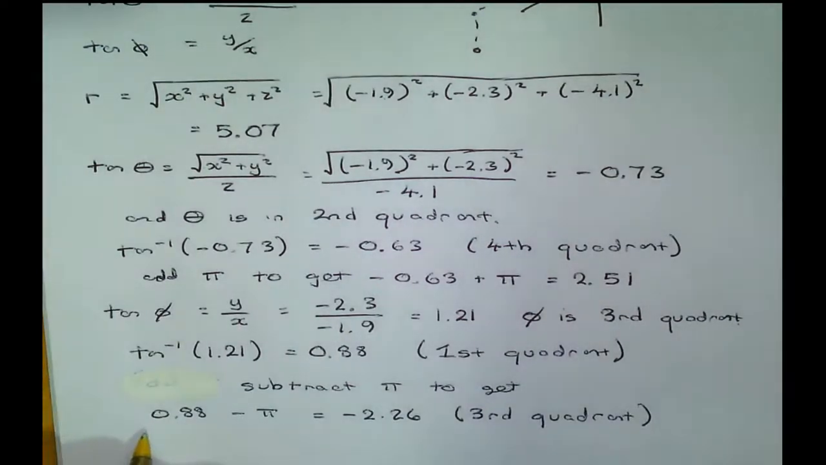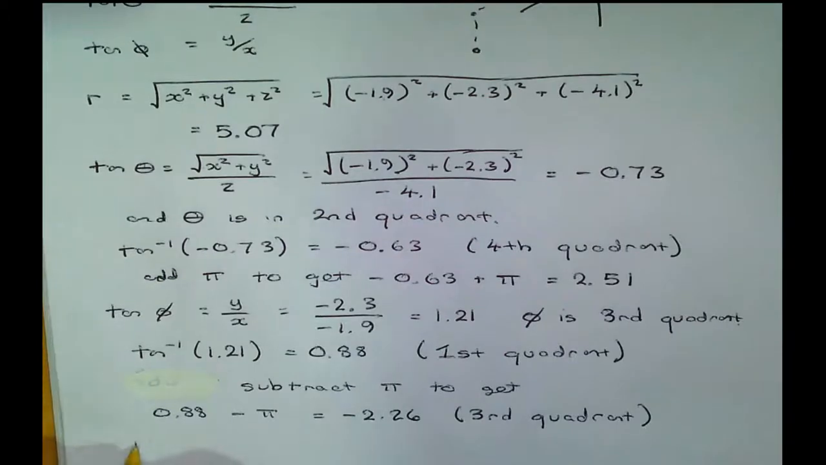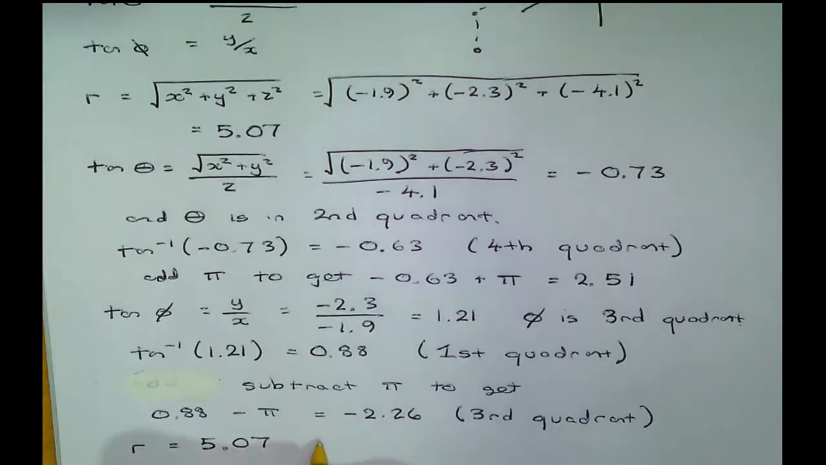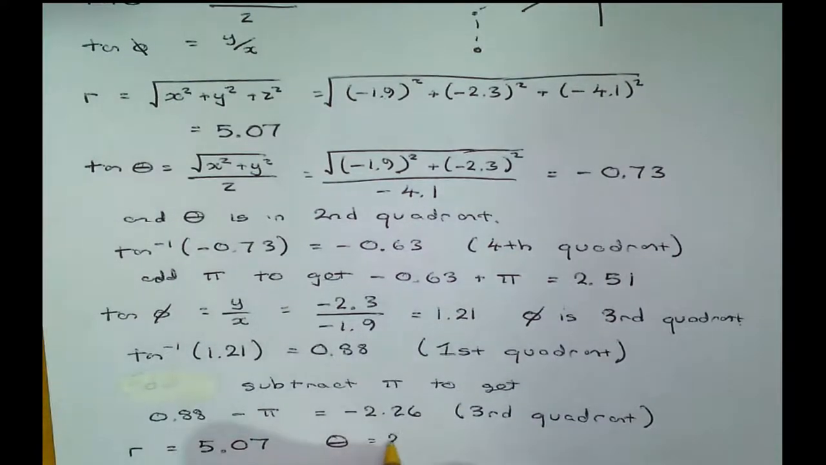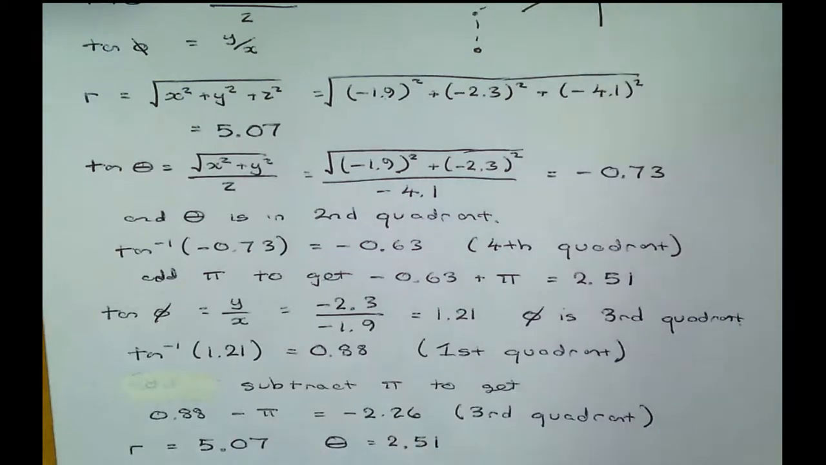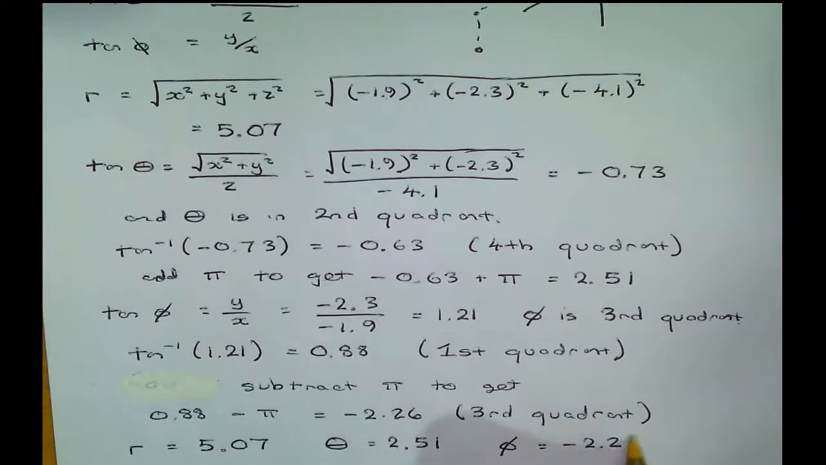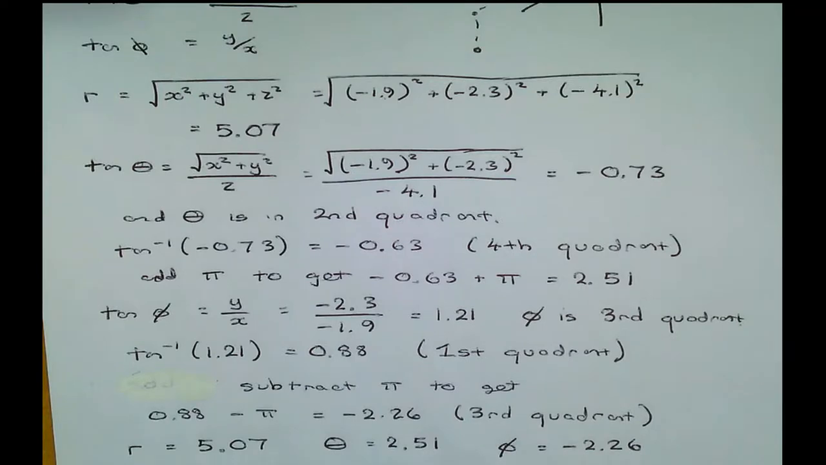So to summarize, our r is 5.07, our theta 2.51, as in below the equator, and then our phi here minus 2.26 in the third quadrant as we're looking from above.